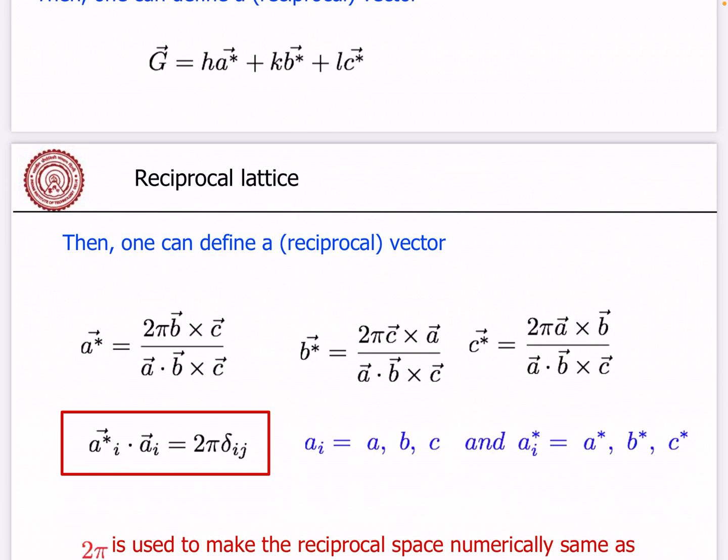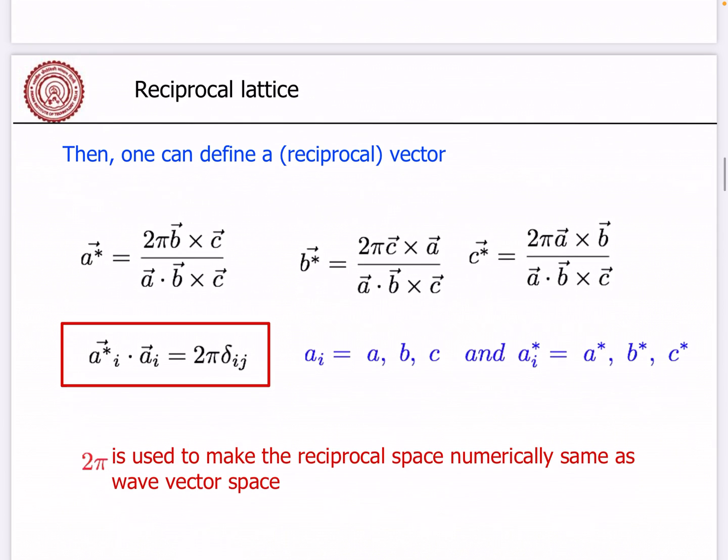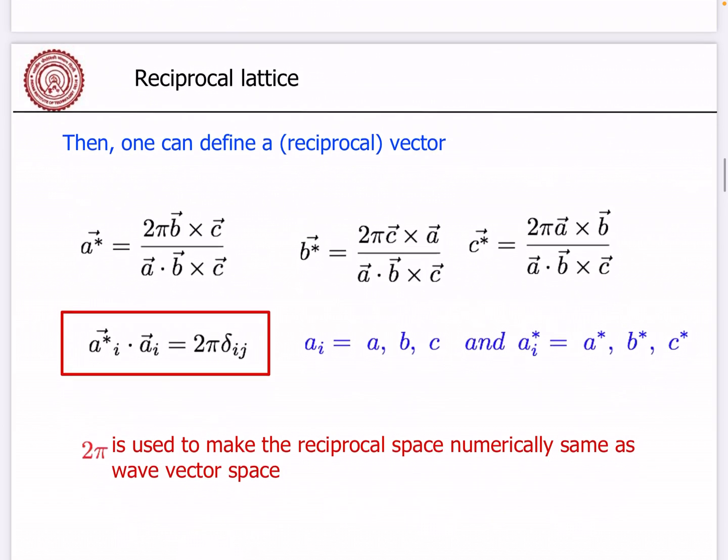Okay, so this 2 pi, in some books you may not find this 2 pi factor. This 2 pi is taken into consideration to numerically make it equivalent to the wave vector space. So the wave vector we are familiar with, we have been discussing all along about k values. So k is the wave vector. To make it equivalent to this, the 2 pi factor is included here. Alright, so this is about the reciprocal lattice.